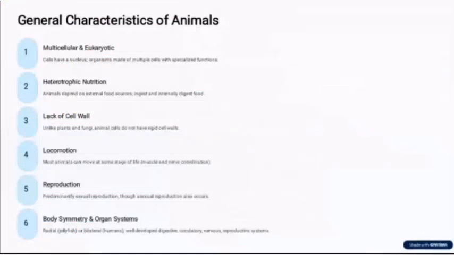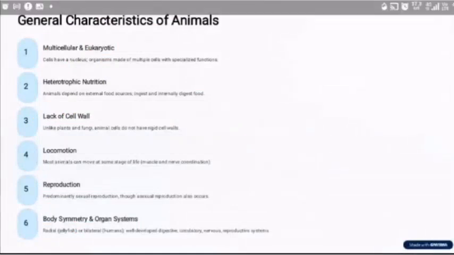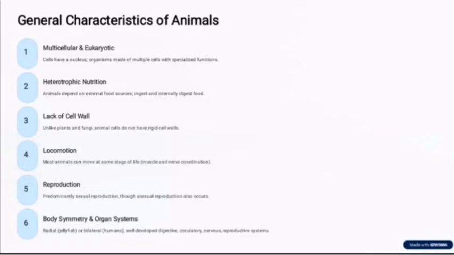So let's now look at the general characteristics of animals. Number one, animals are multicellular and eukaryotic. Multicellular in the sense that they have what? Multiple cells, and they also have what? Membrane-bound organelles and a nucleus.